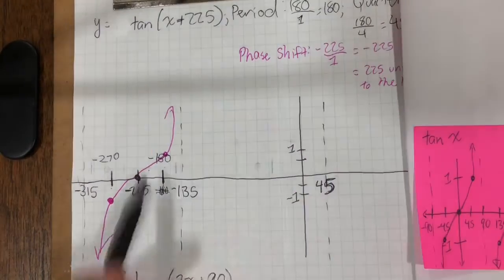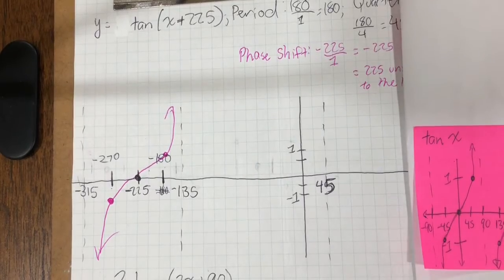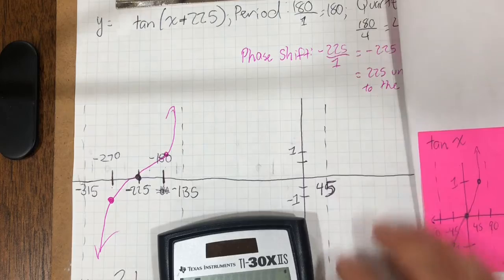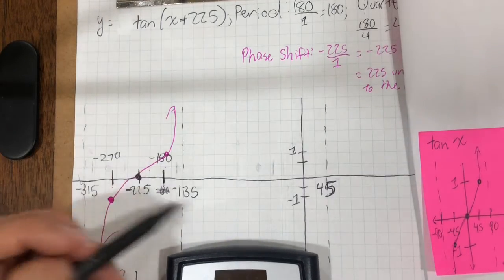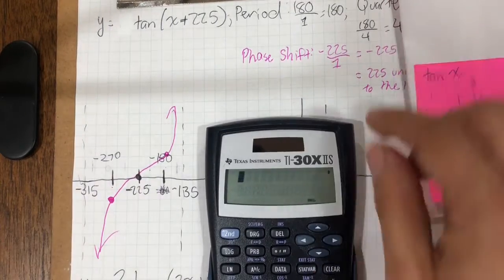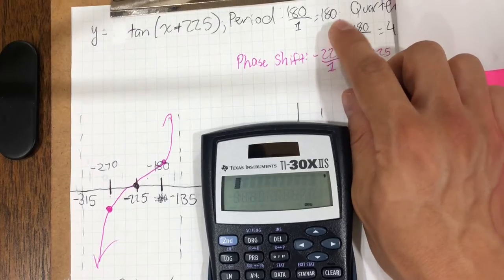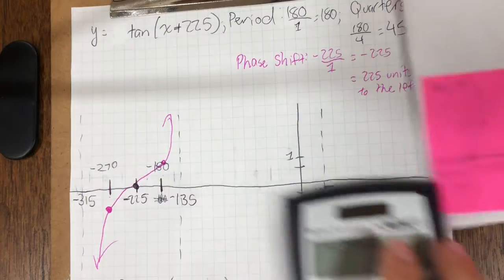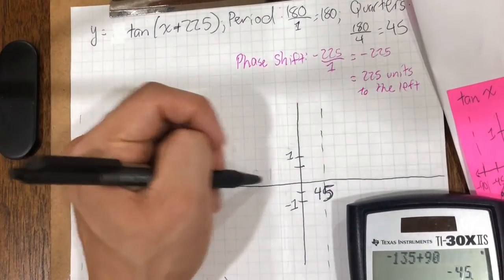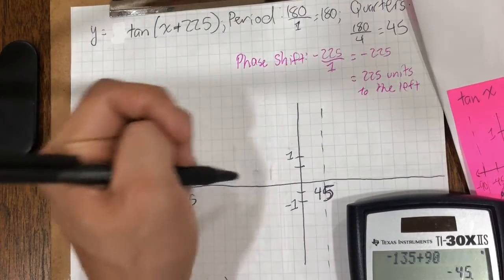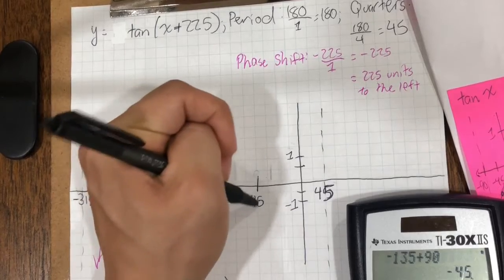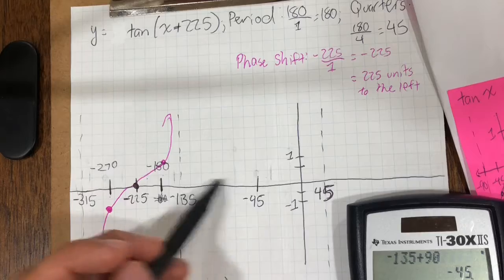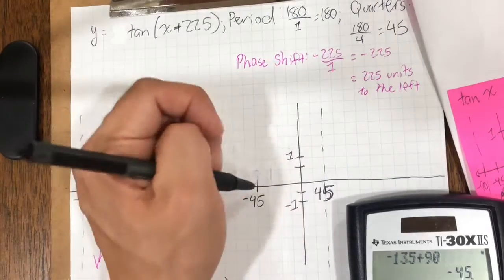And then I have my middle point. To figure that out, I can take negative 135 and add it to 90, since that is half of 180. So negative 135 plus 90 gives me negative 45. That means my middle point is going to be at around negative 45, so somewhere over here. All right, so then I have my two halves in between negative 45, which is the middle point.